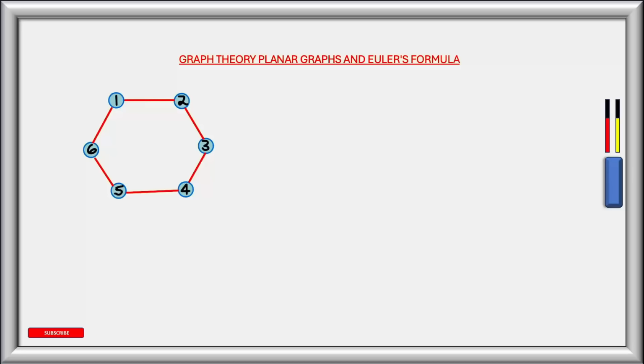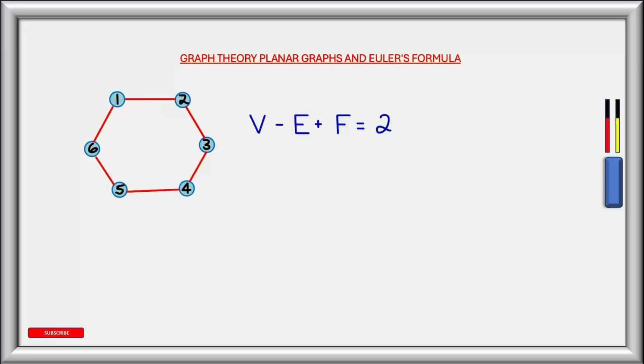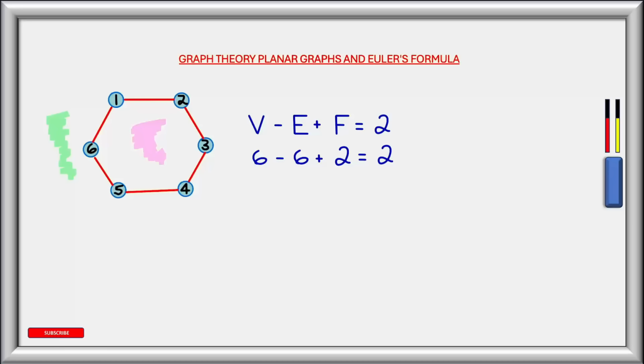In this first challenge, we have a graph in a hexagon shape. The question is, is this a planar graph? Pause the video now if you'd like to play along. For this to be a planar graph, Euler's formula would need to balance. So the number of vertices minus the number of edges plus the number of faces must equal 2. We have 6 vertices minus the number of edges, which is also 6. So how many faces does this graph have? We can see it has an interior face shown here and the infinite face indicated by the green area. And so we have 2 faces. So Euler's formula does in fact add up to 2.